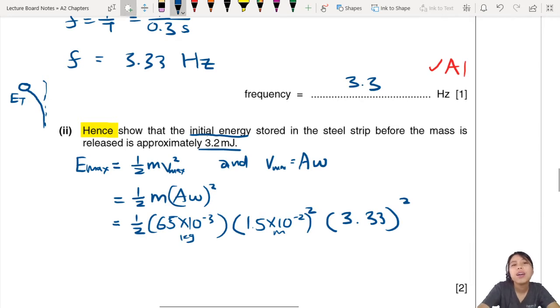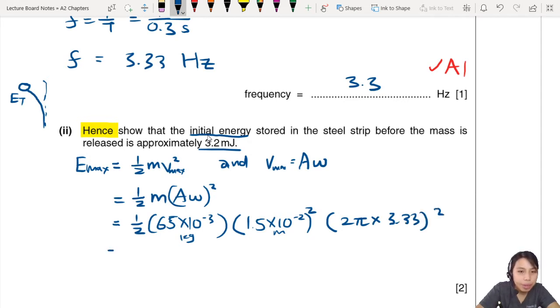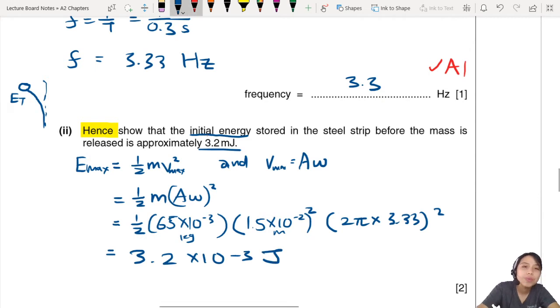Hang on a second. I see an error. Omega is 2 pi f, right? So you need to multiply 2 pi frequency, 3.33. This looks more correct. Okay, press calculator, everything. You should get about 3.2 times 10 to the negative 3 joules of energy. Is that correct? Yes, 3.2 millijoules, negative 3 milli.